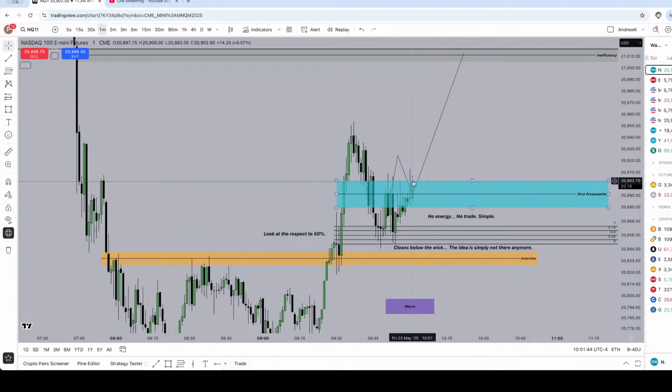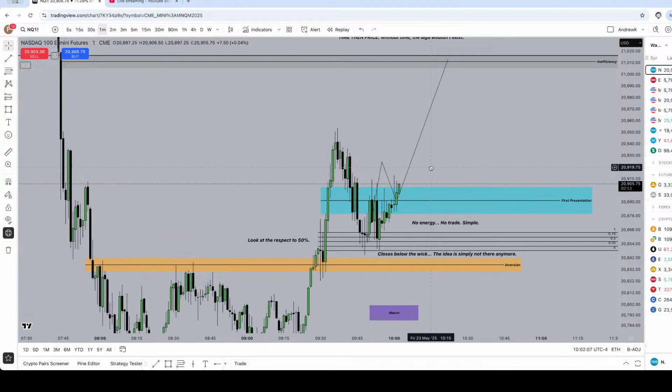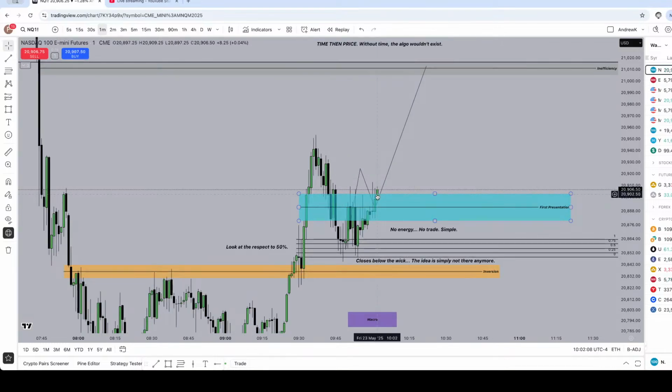So if we close above this, you're gonna see. Should open up. I still think we should close above this and then go higher, but it's Mohawks. Look at these Mohawks.